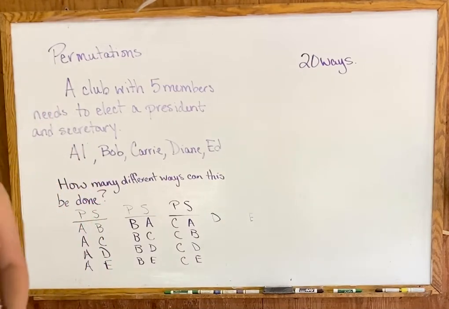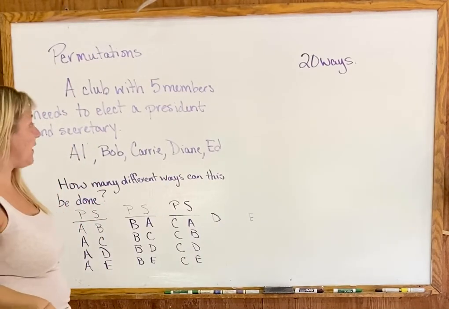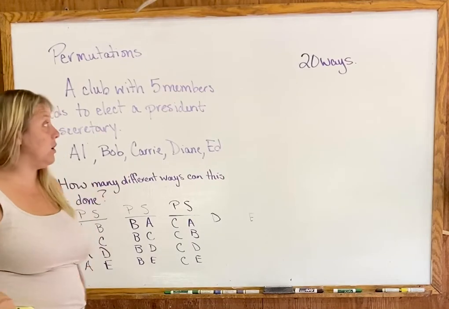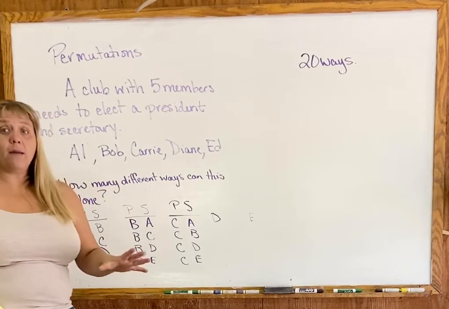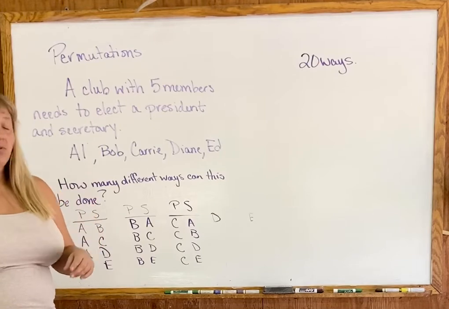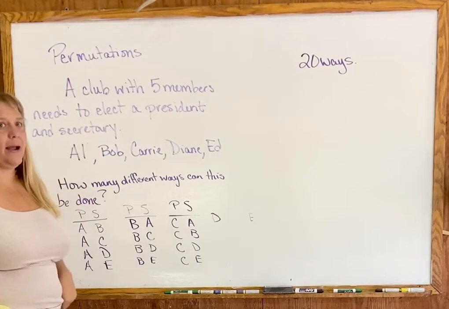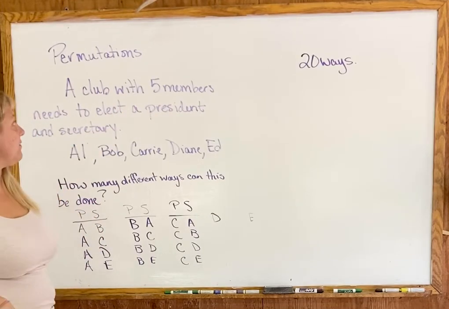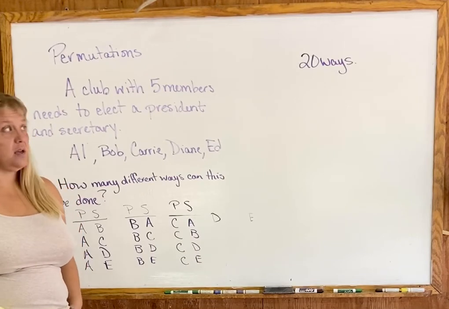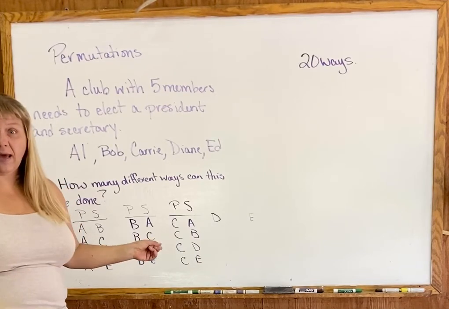20 different ways to pick a president and a secretary from this club with 5 members. But here's the dealio. I can make this way more difficult by doing one of 2 things. First off, what if the club had way more members? What if it wasn't 5 members, but 15 members? Can you imagine what a pain in the butt that would be?